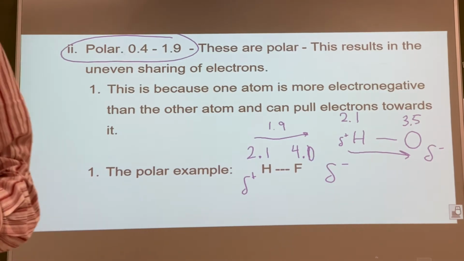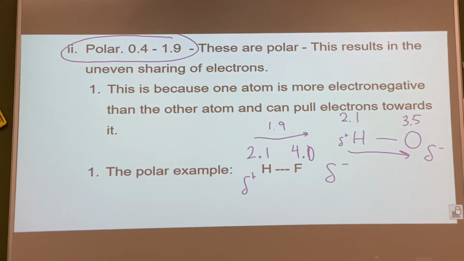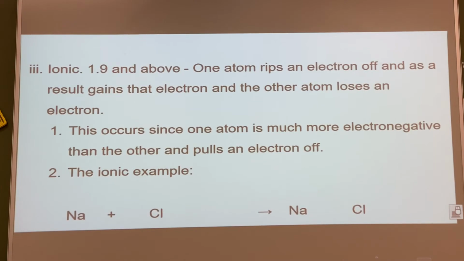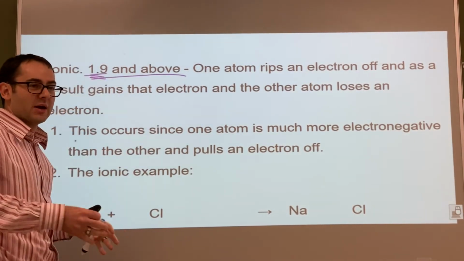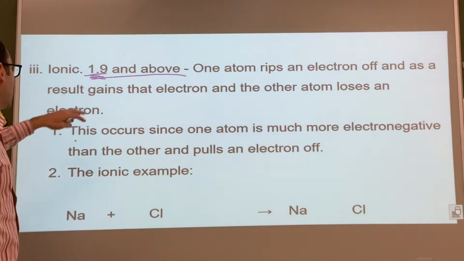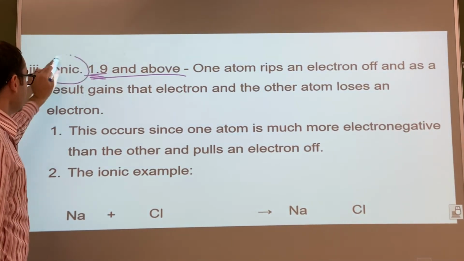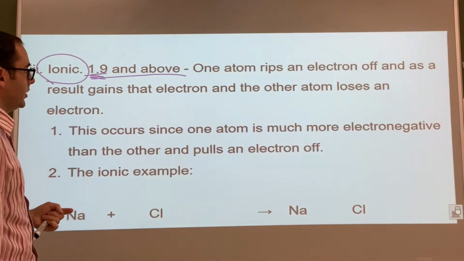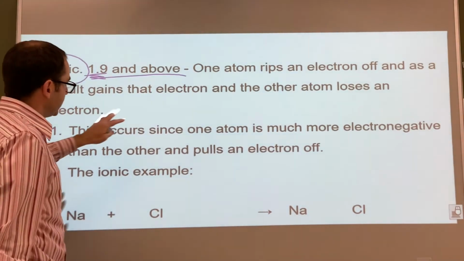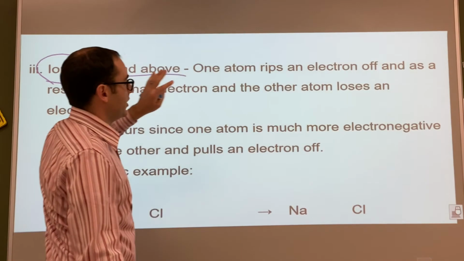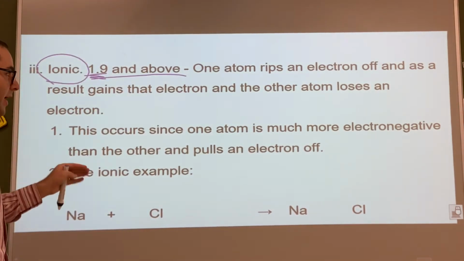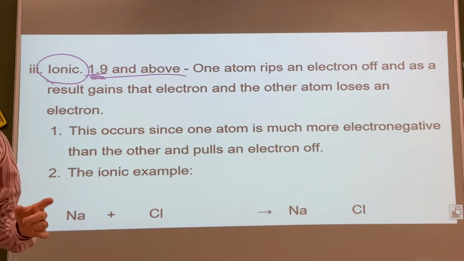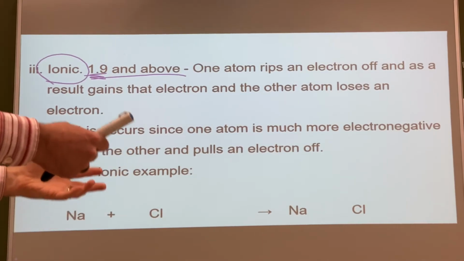Yeah, Scotty. What happens if it's over the polar range? It's a great question. If it's over the polar range, meaning it's 1.9 or above, sometimes they'll say it's 2 or above, it's considered ionic. And we talked about ionic this year a little bit, and ionic basically means one atom rips an electron off and as a result gains that electron, and then the other atom loses an electron. And this is because the electronegativity difference is so strong that one atom has enough energy to pull it off.